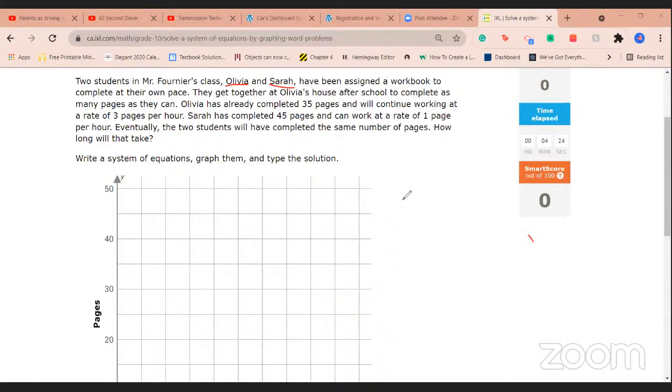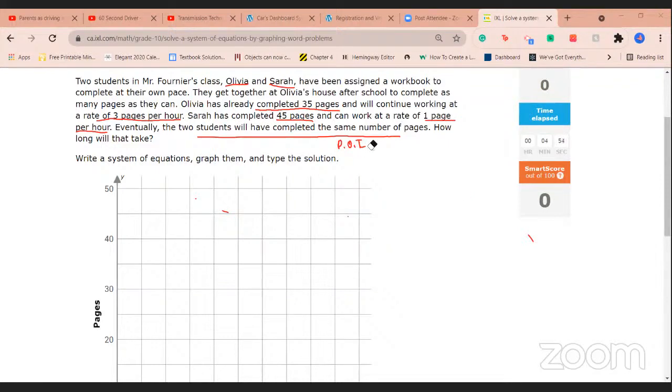Okay, so the important information: Olivia has already completed 35 pages and will continue working at 3 pages per hour. Sarah has completed 45 pages and can work at a pace of 1 page per hour. Eventually the two students will have completed the same number of pages. So this suggests that we're looking for the point of intersection. How long will it take?